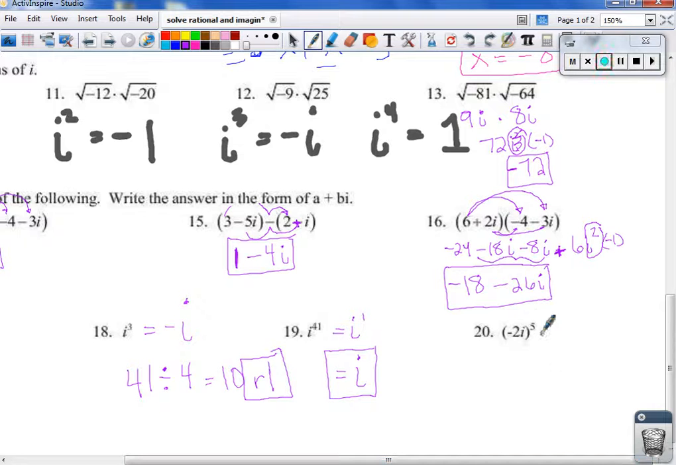So our last problem, here we have negative 2i raised to the 5th power. So here we're going to distribute this 5th power to both of our terms. Negative 2 to the 5th times i to the 5th. Negative 2 to the 5th power is negative 32. i to the 5th power is the same thing as i to the first power. So our simplified version is negative 32i.